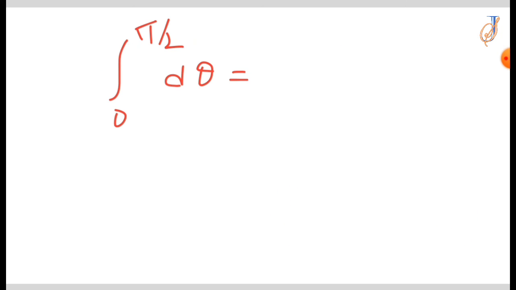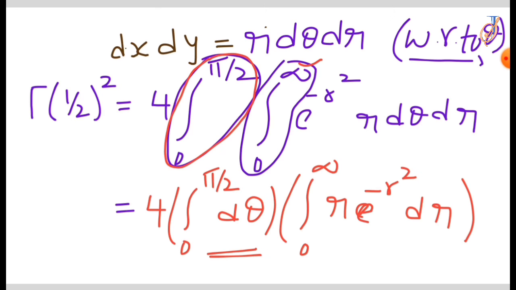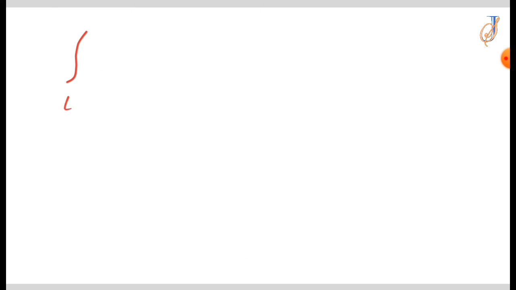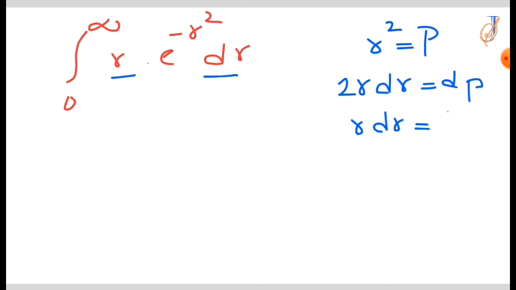For integral 0 to pi by 2 d theta, the value is theta. If you apply the limits, then we get the upper limit pi by 2 minus lower limit 0. So that is equal to pi by 2. Still we need to find out this integral 0 to infinity r times e power minus r power 2 dr. Let us consider r power 2 as some variable, just like p. Then if we do the derivative of this, you will get 2r dr, that is equal to dp. We have r dr, so let's take only r dr, that is equal to 1 over 2 dp.